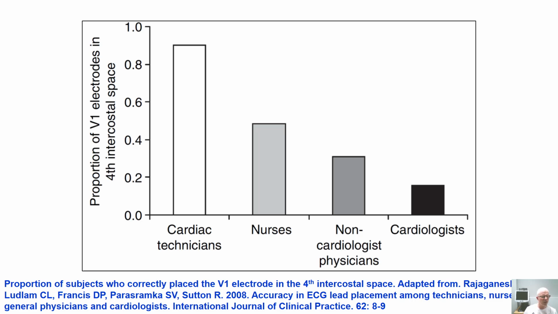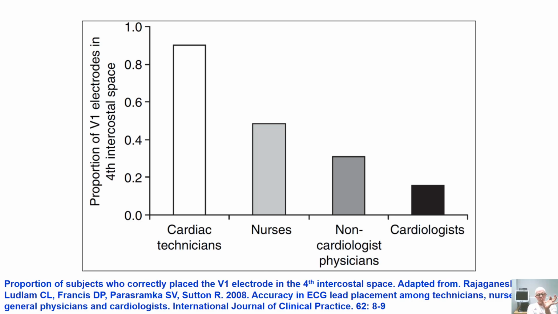Well, here, taking the example of just lead V1, you can see the proportion of V1 electrodes in the fourth intercostal space. That's the correct space. So in this example, here's the cardiac technicians. About 90% got it absolutely spot on. The nurses, about 50%. Non-cardiologist physicians, about 30%, and the cardiologists, it was less than 20%. So there are two take-home messages, I suppose. One is, be slightly worried if your ECG is being done by a cardiologist. But secondly, it shows how you have to be trained.